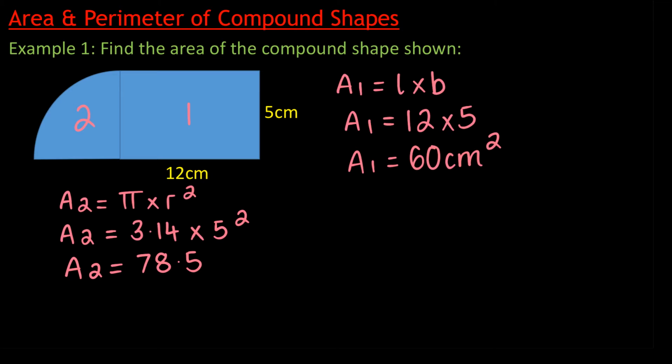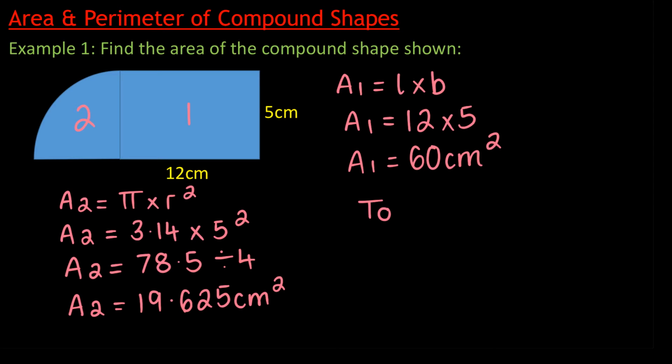But 78.5 square centimetres would be the area of a full circle, and we only have a quarter of it. So we're going to divide the answer by 4. So area 2 is 19.625 square centimetres, which is a little bit messy looking, so when we find the total area, we'll maybe round it to 1 or 2 decimal places.